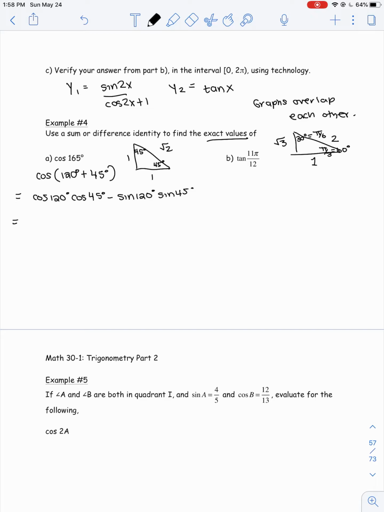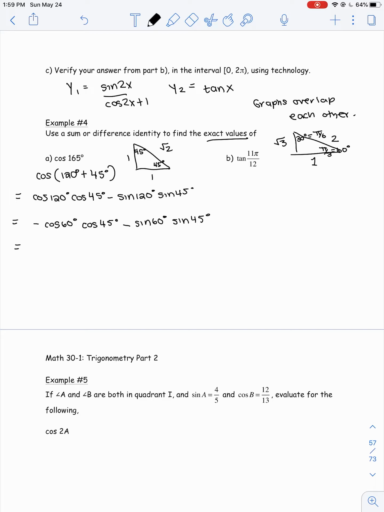So cos 120 is in the second quadrant, so cos is negative in quadrant number 2. We also know that we're looking for the reference angle of 60 degrees. Cos 45 is in quadrant 1, so that's going to be positive. And then also, we know that sine 120 is going to be positive as well, so we can leave it as sine 60 degrees with a negative in front because of the negative that is already there in the equation. And then sine of 45 will stay as it is, as positive. So I've replaced them with their reference angles.